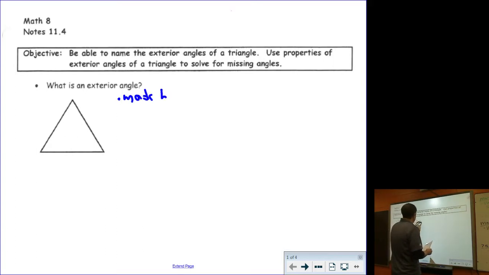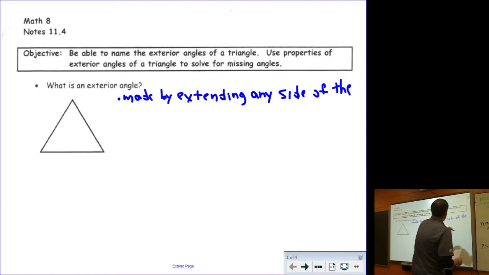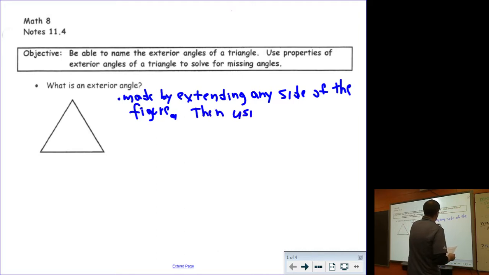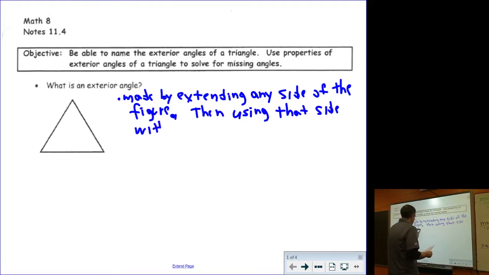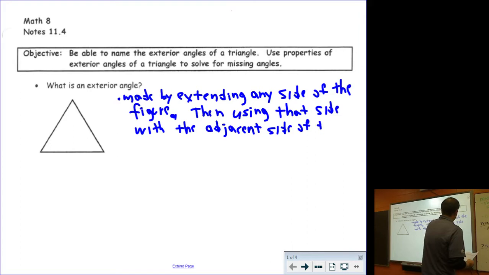It is made by extending any side of the figure, then using that side with the adjacent side of the figure. So here's what that means.